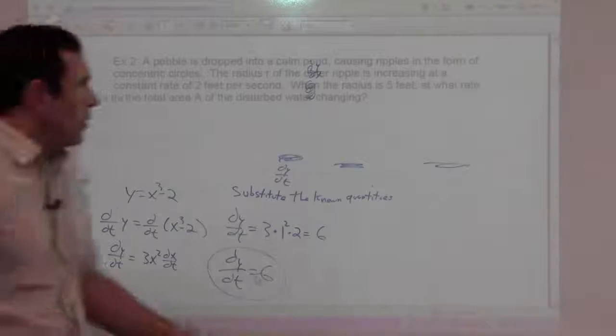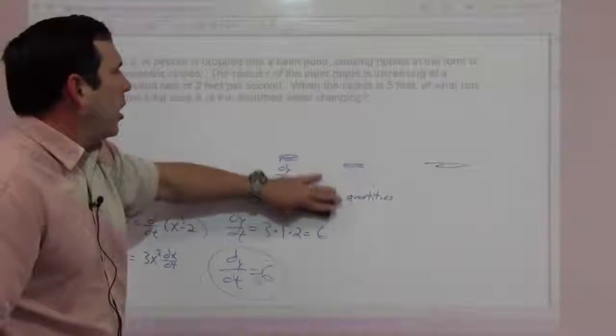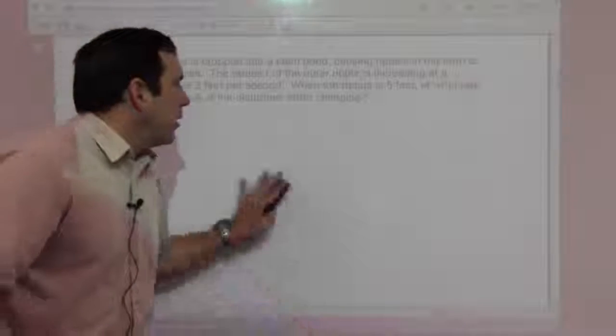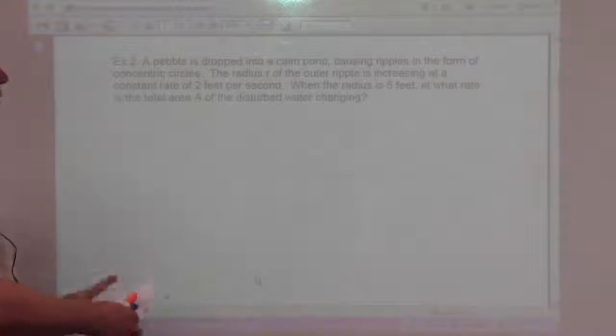A pebble is dropped into a calm pond, causing ripples in the form of concentric circles. The radius r of the outer ripple is increasing at a constant rate of 2 feet per second. When the radius is 5 feet, at what rate is the total area of the disturbed water changing?